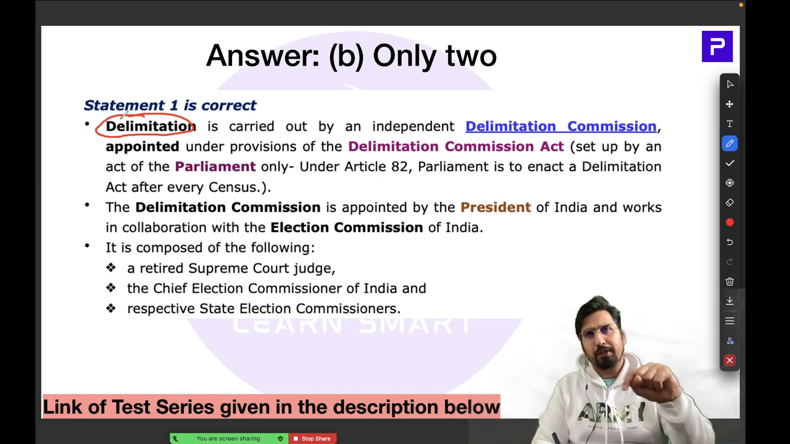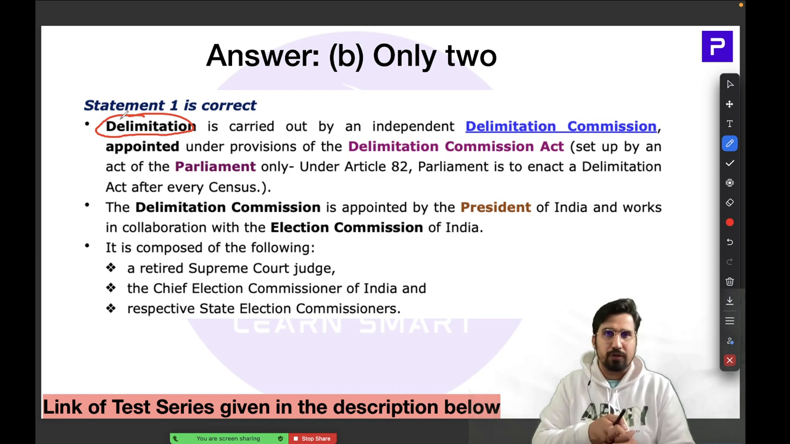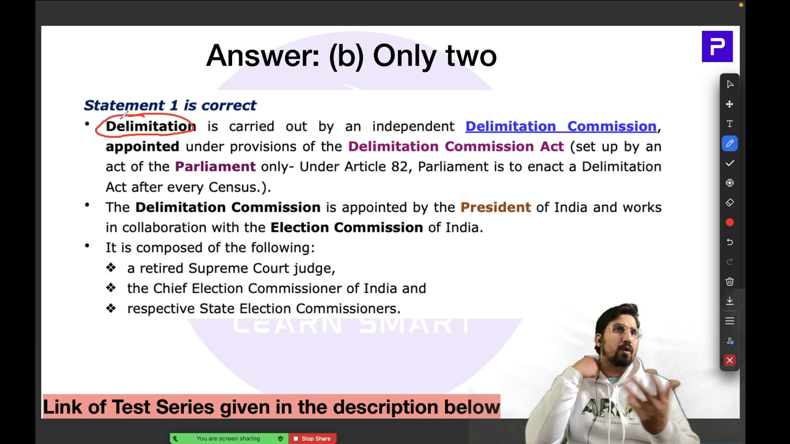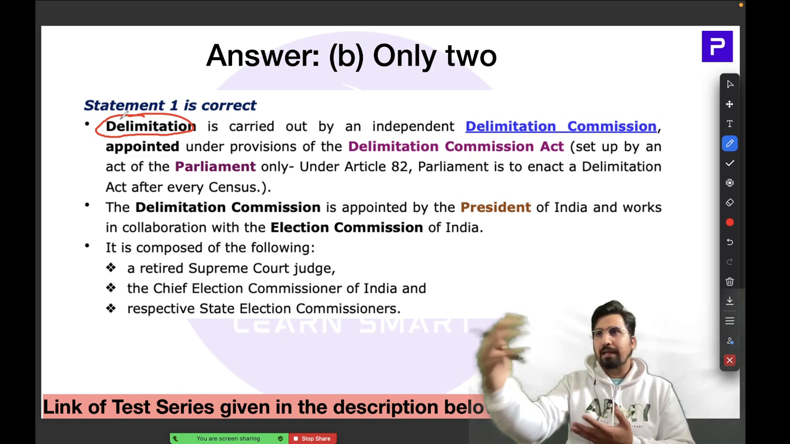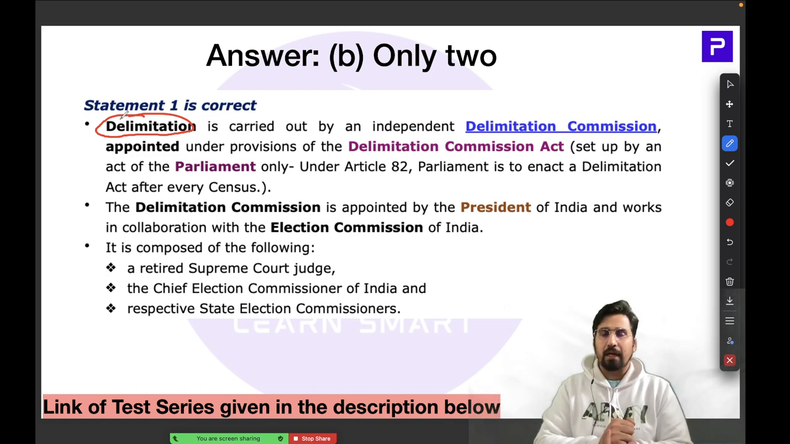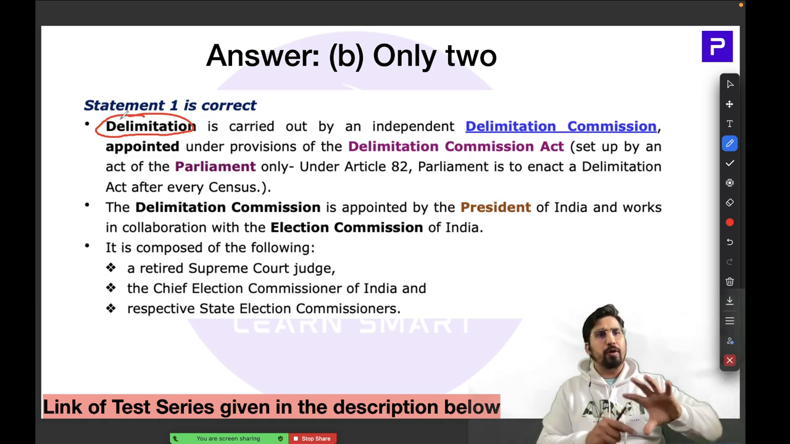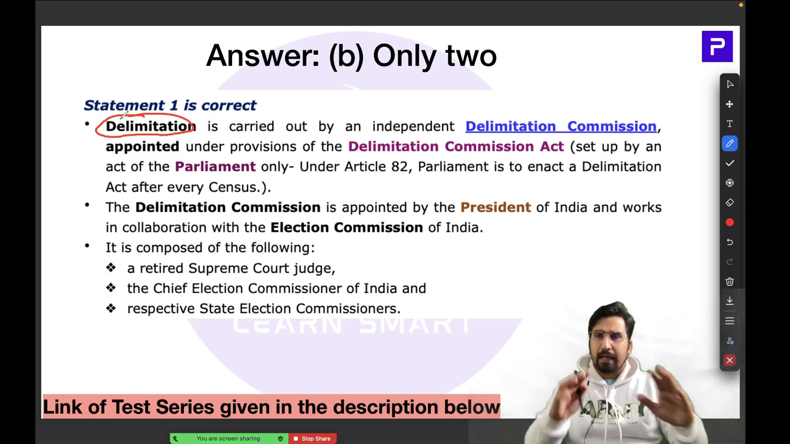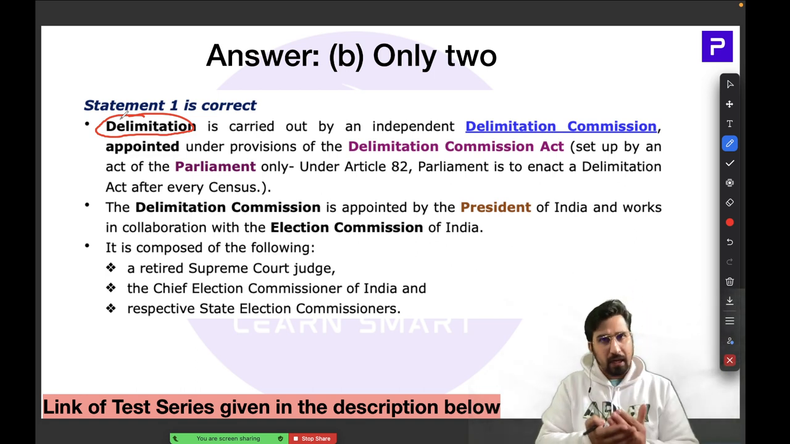And delimitation is also about drawing the boundaries of the constituencies. For example, if I tell you there are 10 seats of Lok Sabha in Haryana, or there are 90 seats in the Vidhan Sabha, then how many seats, which particular constituency is going to have, and how much area, this whole process is called delimitation. Delimitation is done for the purpose of elections in our country.